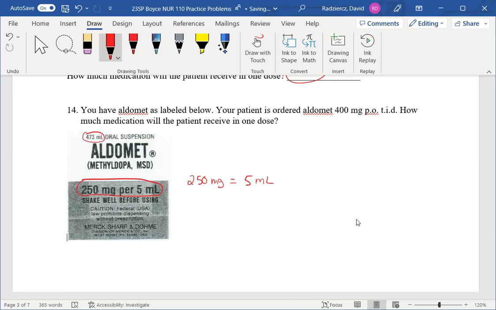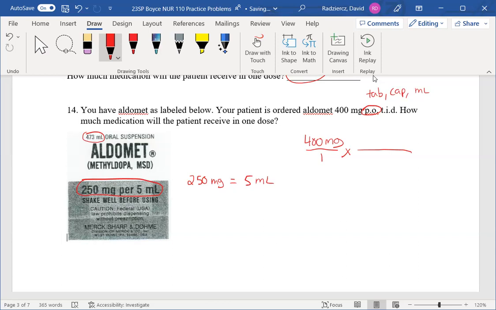So if I'm solving this, I'm going to take my order. You're going to see a pattern here. I'm going to put it over 1. Then I'm going to take what I'm converting to. What am I converting to? First of all, I know it's by mouth. By mouth tells me it's either going to be a tablet, a capsule, or milliliters. And what tells me what it is is the label.